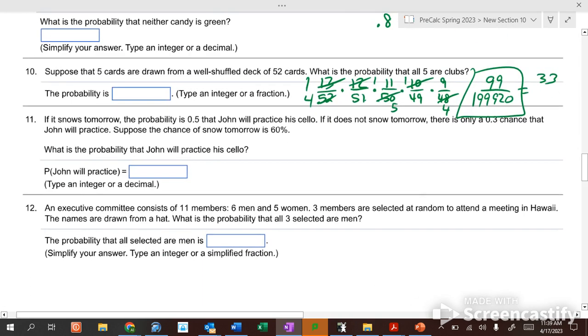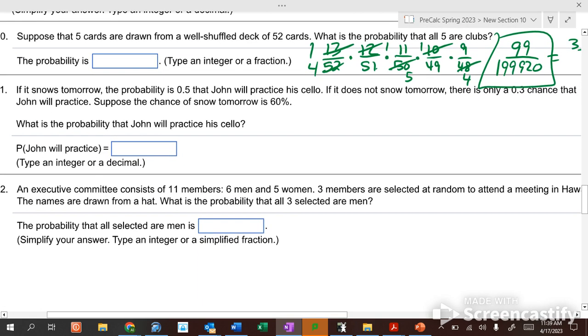Okay. This one's a good one. If it snows tomorrow, the probability is 50% that John will practice his cello. If it does not snow tomorrow, then there's only a 30% chance that he will practice. The chance of it snowing tomorrow is 60%. What's the probability he's going to practice his cello tomorrow?